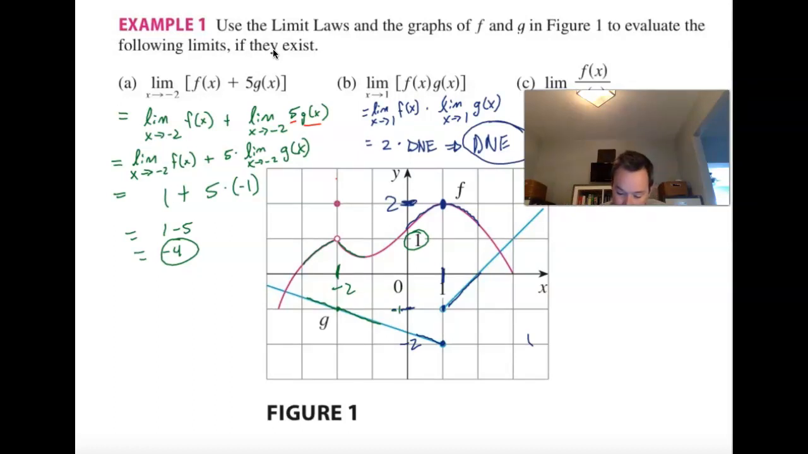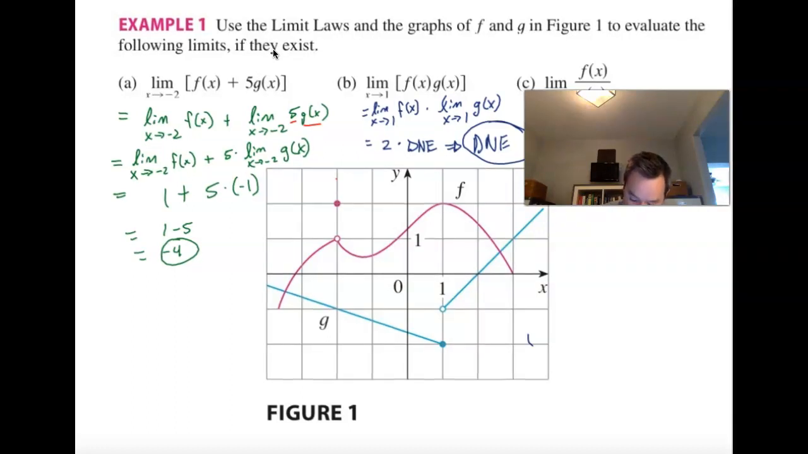All right, let's work on C, the last one. I'm going to erase some of this on the graph. Now we're looking at the limit of f divided by g as x approaches 2. And we had another limit law that said the quotient of limits is the quotient of the limits. You can take their limits separately and then divide.